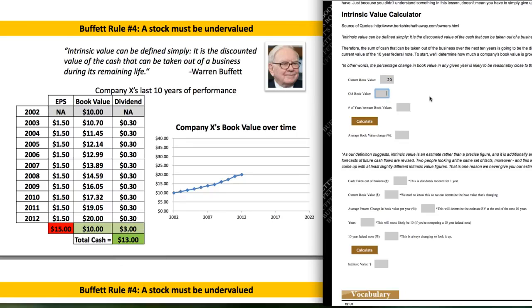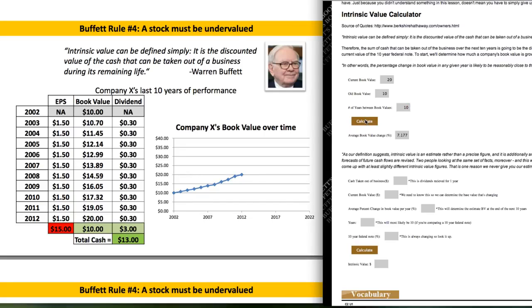And make sure you don't put in a dollar sign. You're just putting in the numbers. And when we look at the old book value, that's $10, okay, because that's where it started off in 2002. And then the number of years between the book values is 10, okay? Now, if you look up there, there's 11 numbers, but there's only 10 years of growth between them, okay? So if you had 10 numbers up there, you would only use 9 years right here.